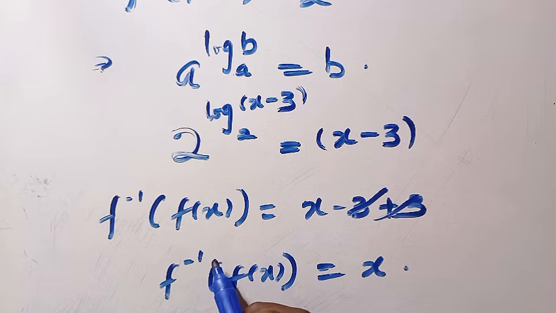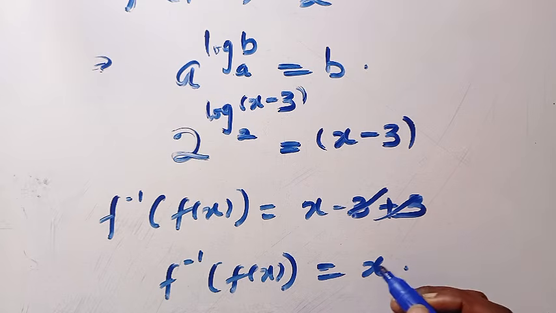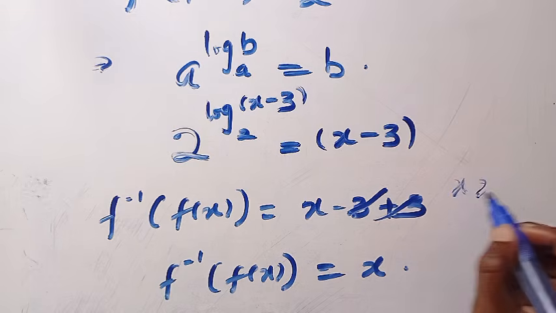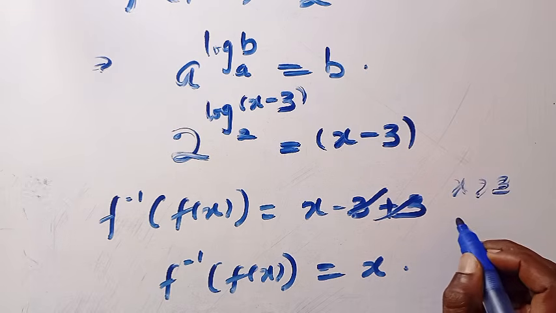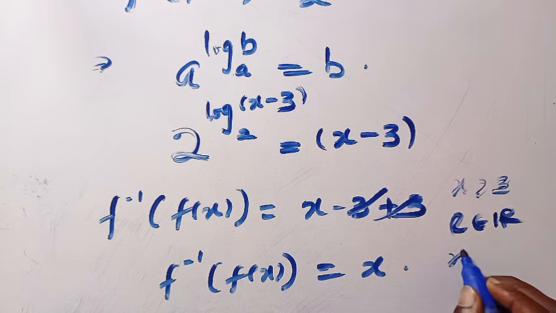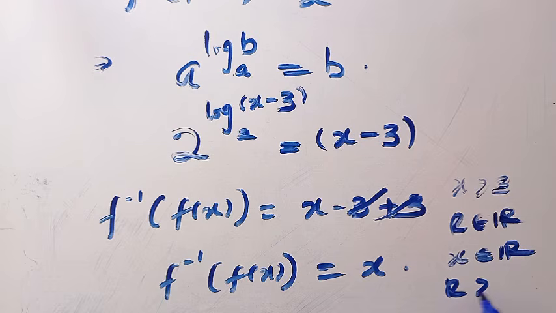Then what is now the range and the domain of this? So this is going to be vice versa. From the original function, we have the domain to be x greater than 3 and the range is any real number. So the domain of this inverse function, the f inverse that we get, will be any real number, while the range will be greater than 3. So this is how to solve this problem.